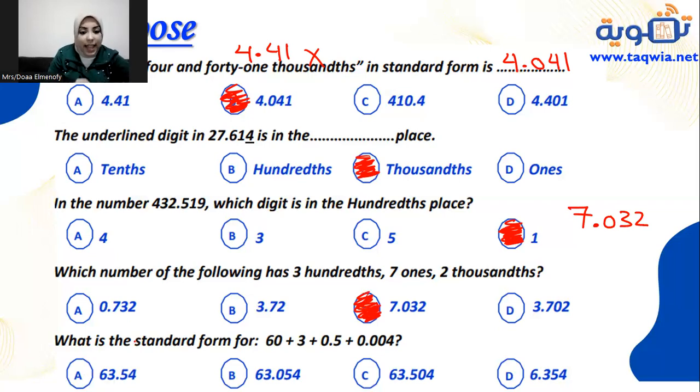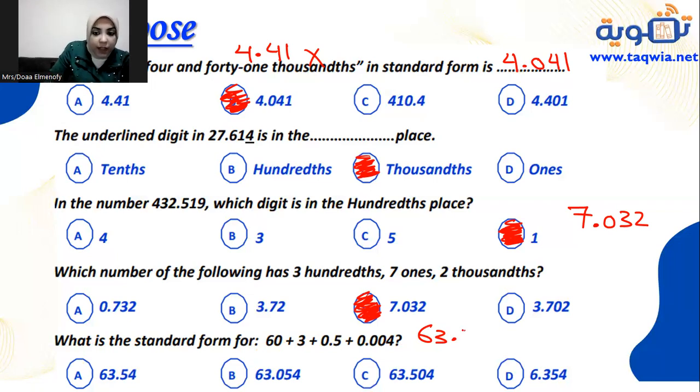Okay, what is the standard form for 60 plus 3 plus 0.5 plus 0.004? So this is expanded form and I want to write it in standard form. So we're going to compose the number. So 60 plus 3 equals 63. This is for the whole number. And then I'm going to write the decimal point.